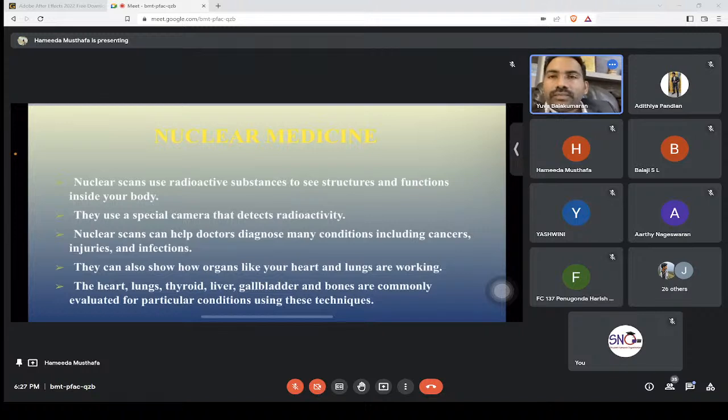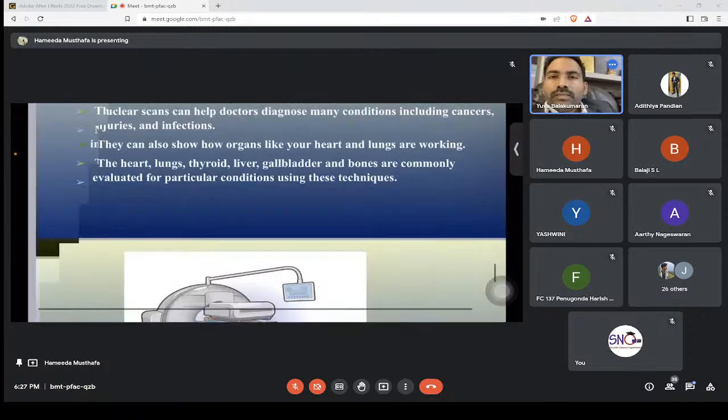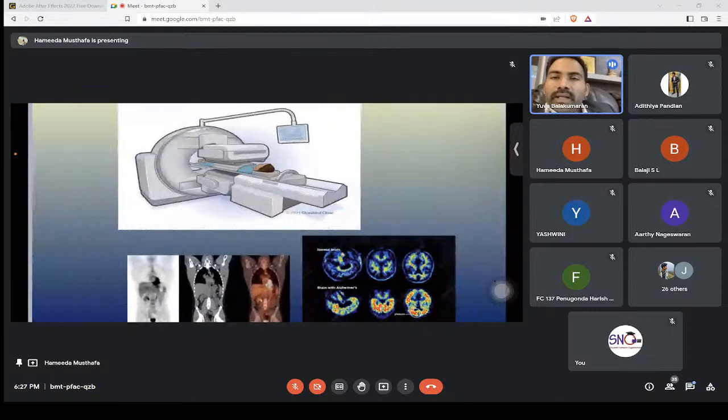Next slide. It is also like the CT scan. We inject the radioactive isotopes, and wherever there is any disease or abnormality, it will show. Here you are seeing PET scan images. We are seeing the activity near the heart, and in the other you are seeing the brain. By this, we can diagnose abnormalities earlier. So this is nuclear medicine, PET scan or SPECT scan. Okay, next.